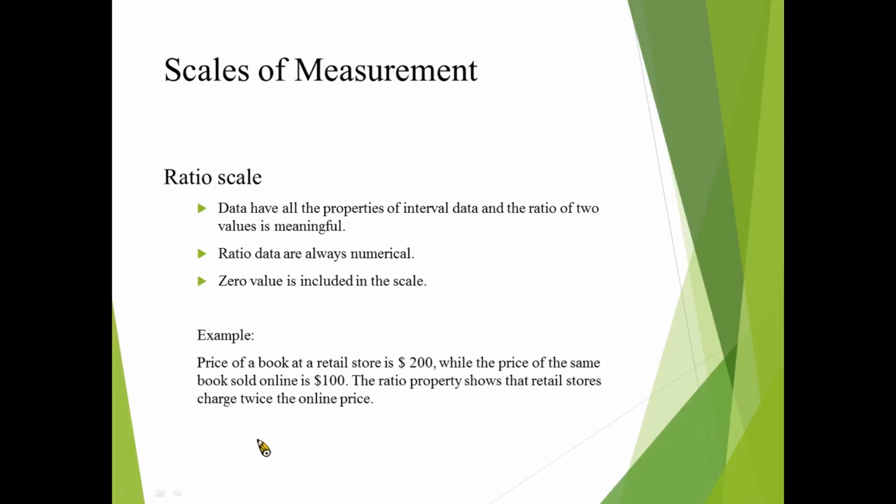And the next one is the ratio scale. Data have all the properties of interval data, and the ratio of two values is meaningful. Ratio data is always numerical, and a zero value is included in the scale. You can see the example. The price of a book at a retail store is $200, while the price of the same book sold online is $100. So the ratio shows the retail store charges twice the online price. This is 200 divided by 100, so this is 2.